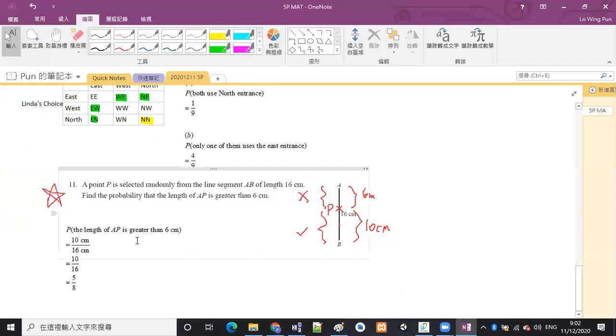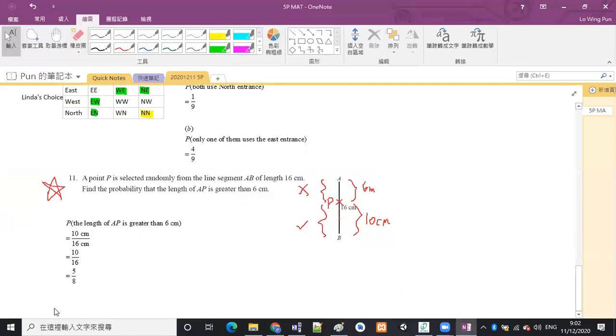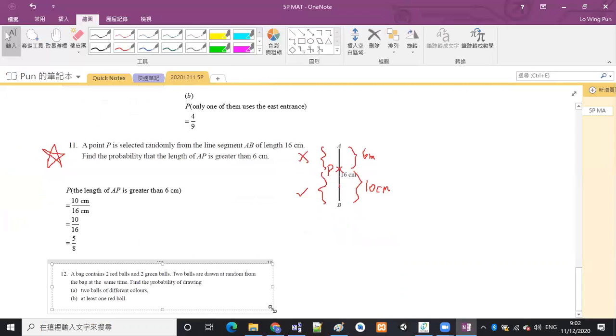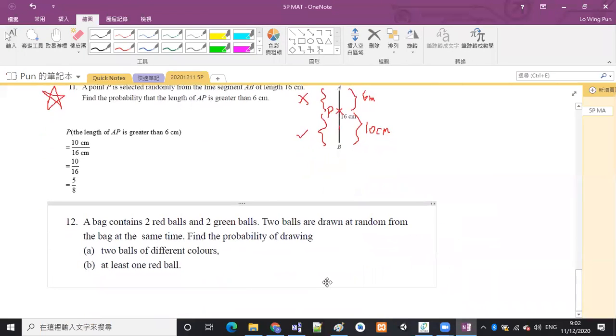Number 12. A bag contains 2 red balls and 2 green balls. 2 balls are drawn at random from the bag at the same time. 好啦，嗱呢個又係啦，有2個波今次，係咪要抽2次啊？有2次選擇，the first ball is the first selection, and the second ball is the second selection. Okay, although they are selected at the same time.